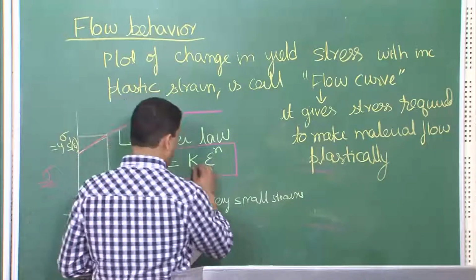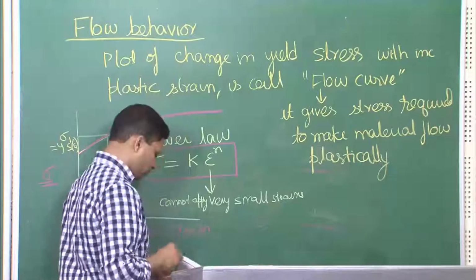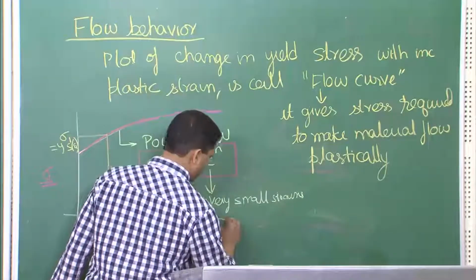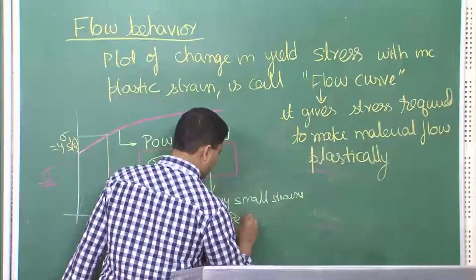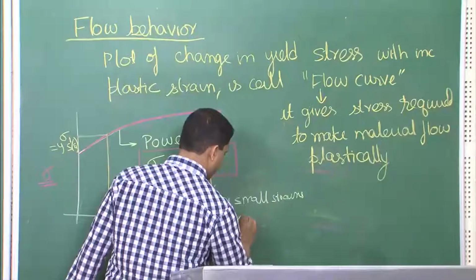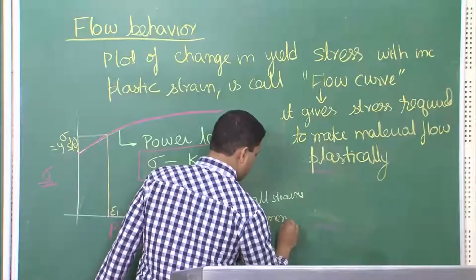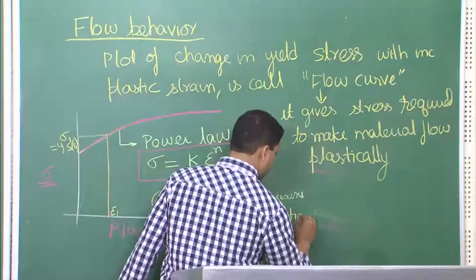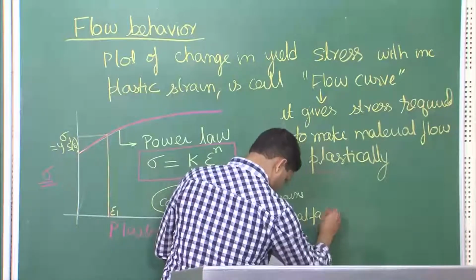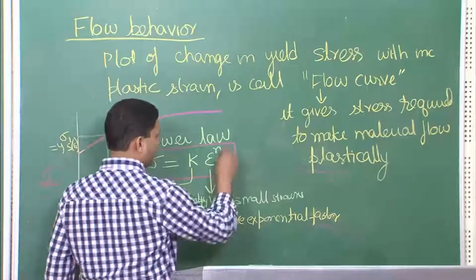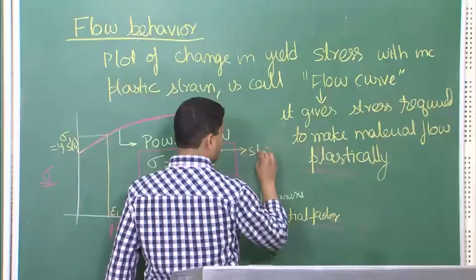Now, this is called the pre-exponential factor, and n is called the strain sensitivity.